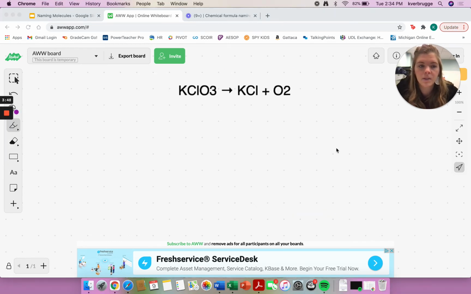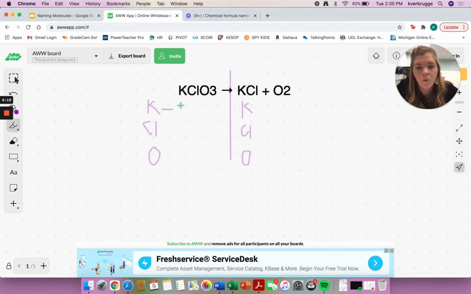So let's try another one together. KClO3 yields KCl plus O2. Let's draw that line down the middle again. Oh, my line's not appearing. There we go. And first, let's denote what we have on each side. So we have K, potassium. We have Cl. Notice this is Cl, not Ci. And we have oxygen. And we should have the same things on the other side. Again, we have potassium, chlorine, and oxygen.